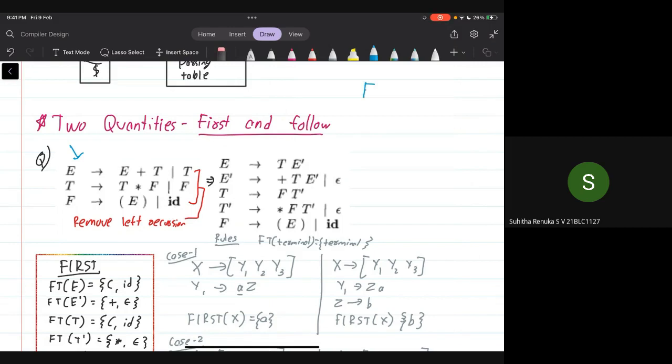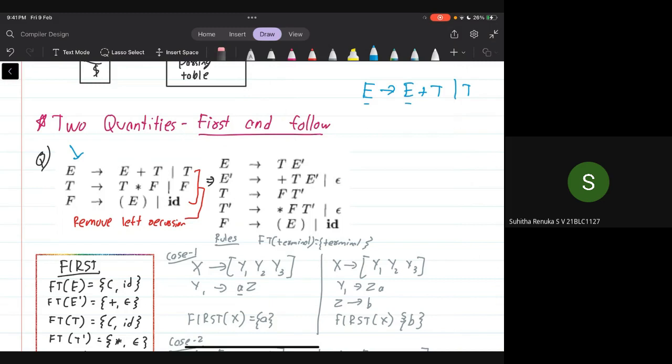Left recursion is this basically: E goes to E plus T or T. So you can see E goes to E, right? E goes to itself. So that is left recursion. So you have to remove that. So how do you remove that?